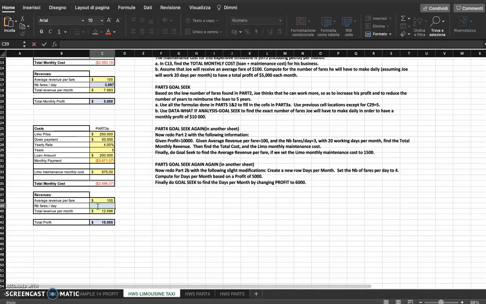For this one, as before, we put first equals, open the brackets. We put the total revenue divided by the average revenue, close the brackets, divided by 20, because again it's the 20 days of working per month. And yes, this is our number of fares per day.